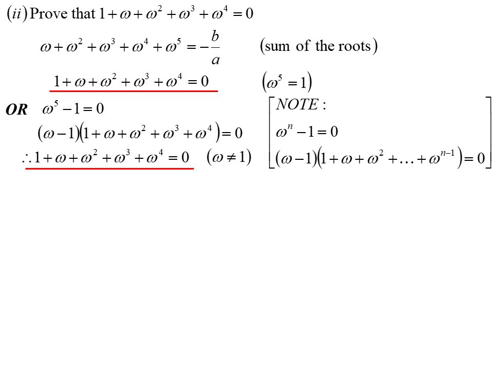Therefore, if that first factor can't equal 0, it must be the second factor that's equal to 0. Again, we've proven that result. Or, how about we do it this way? This is what I'm trying to show is equal to 0, but look at it.